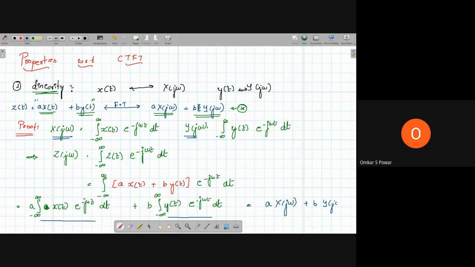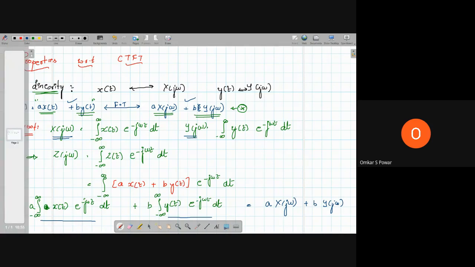So what we have done, we have solved this step by step, and we have proved LHS is equal to RHS, and thus proved the linearity property. So let me go to the second property.